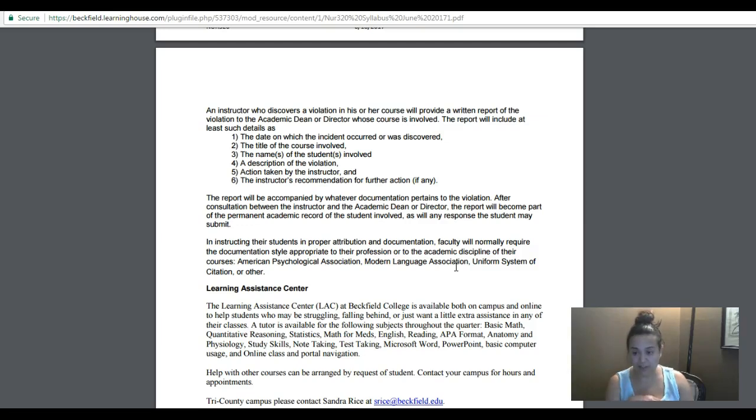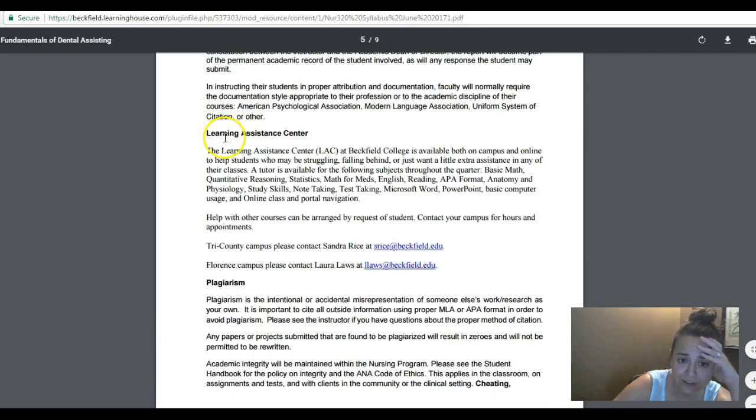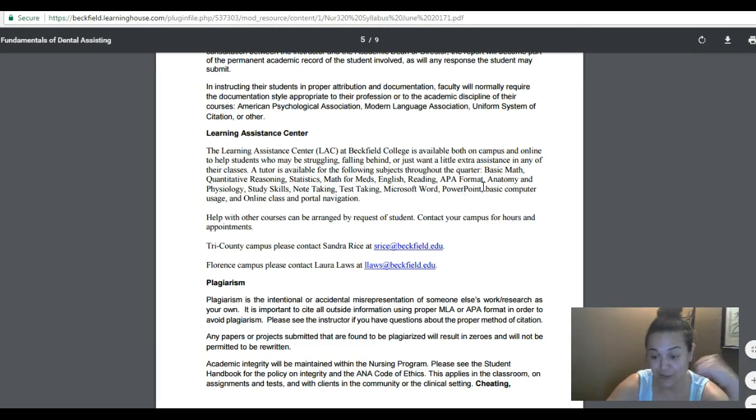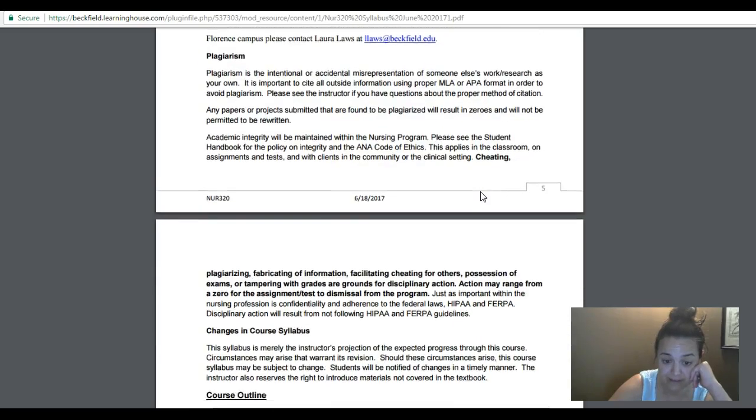Don't use a generator, use your APA resource to write it out. If it's wrong, you're going to lose all your points on APA. I don't give points back for APA stuff just because you have to learn how to do it. So here's the Learning Assistance Center. They are awesome at APA format, and so is the library. If you are stuck on an APA citation, they will help walk you through it, okay?